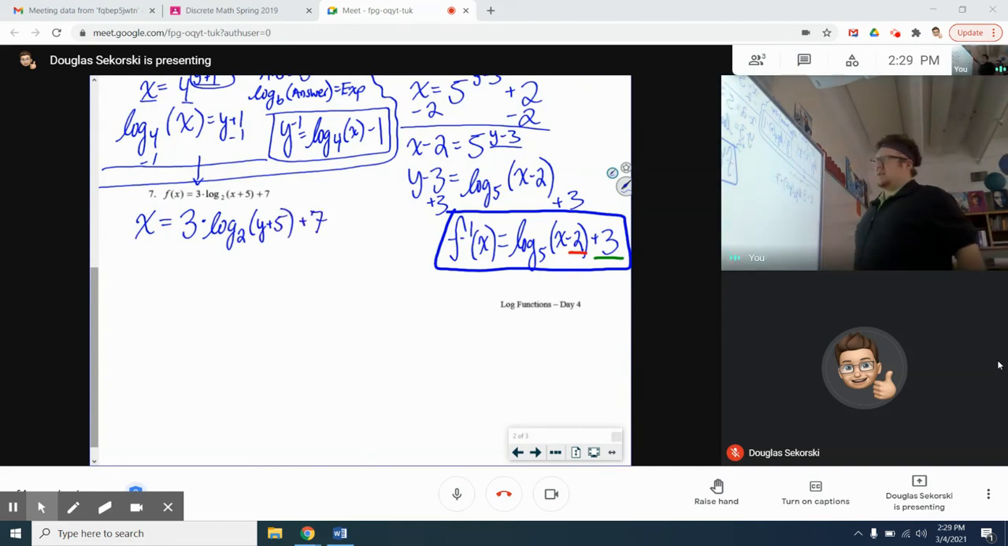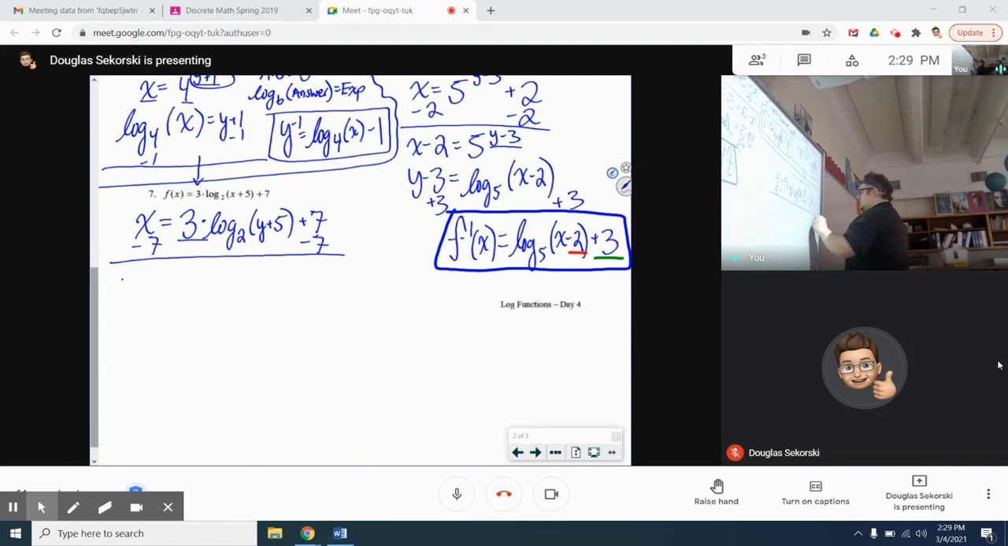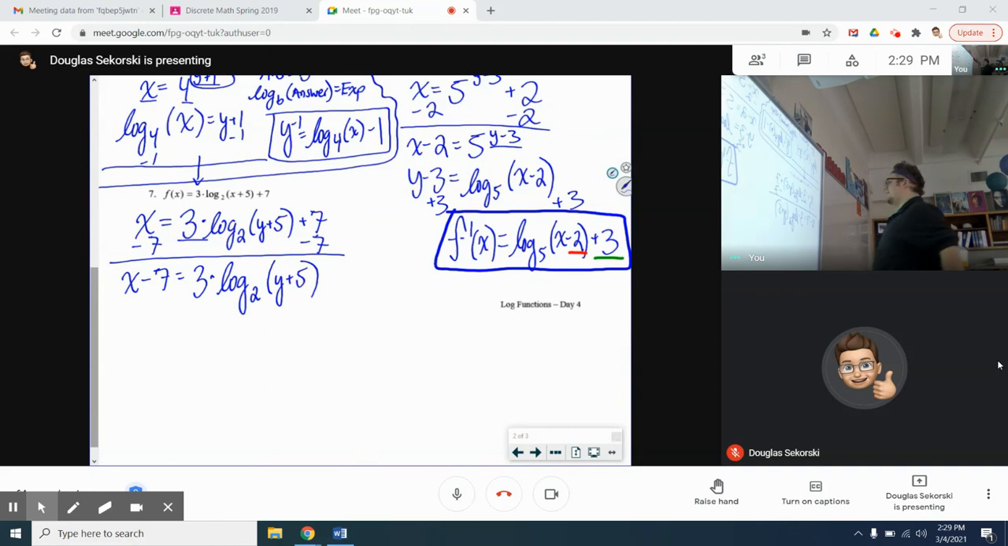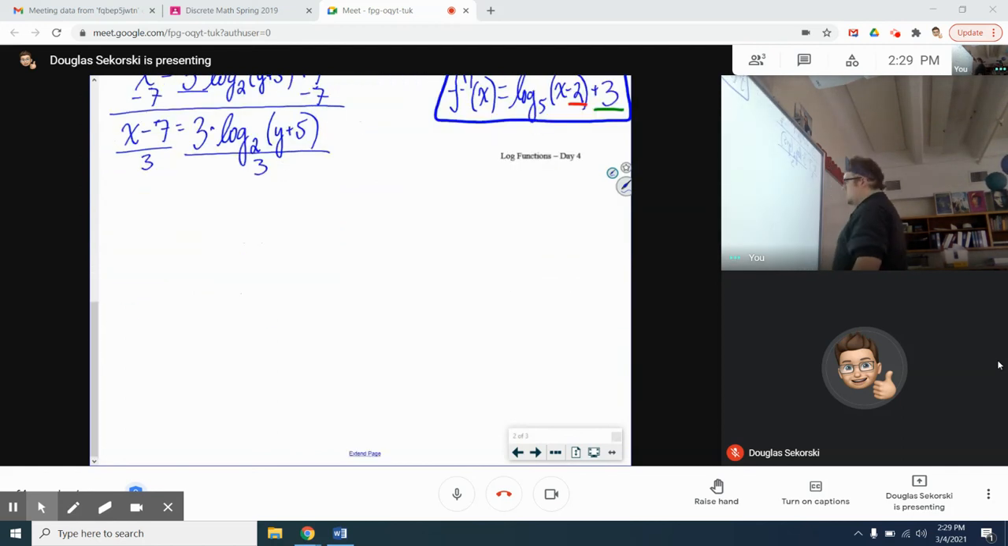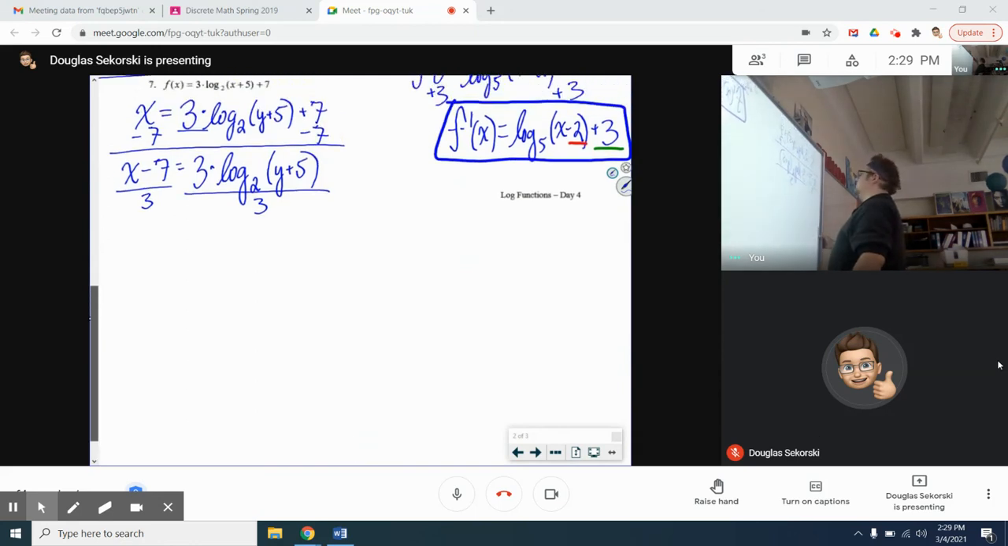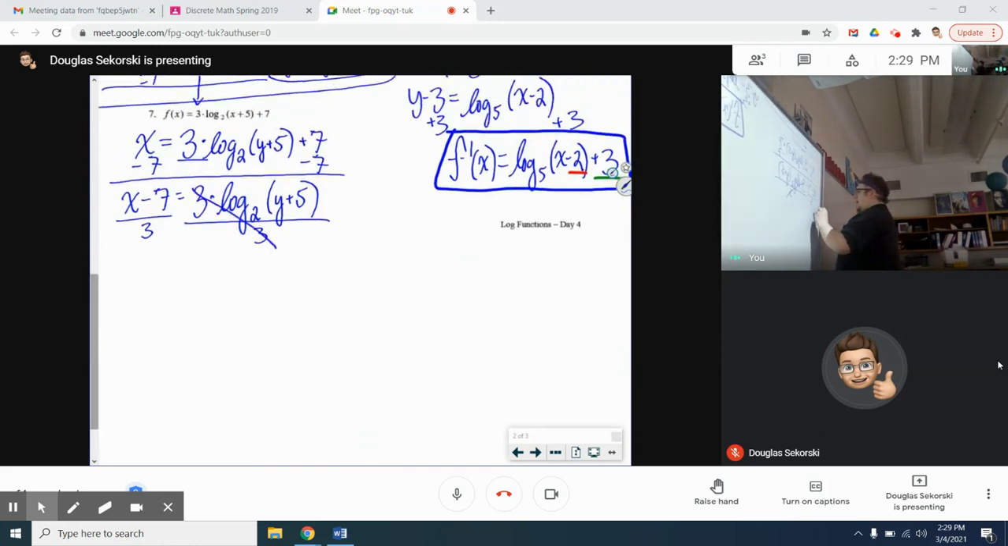So I think that this won't be too bad, but we have to isolate the logarithm correctly. So we can't quite divide the 3 out yet. We've got to subtract 7 first. We need to work our way outside in with these. Base 2. Now we can divide by 3. So we're going to divide the whole thing by 3. So the 3's are gone. Now I have log base 2 of y plus 5 is all equal to x minus 7 over 3.